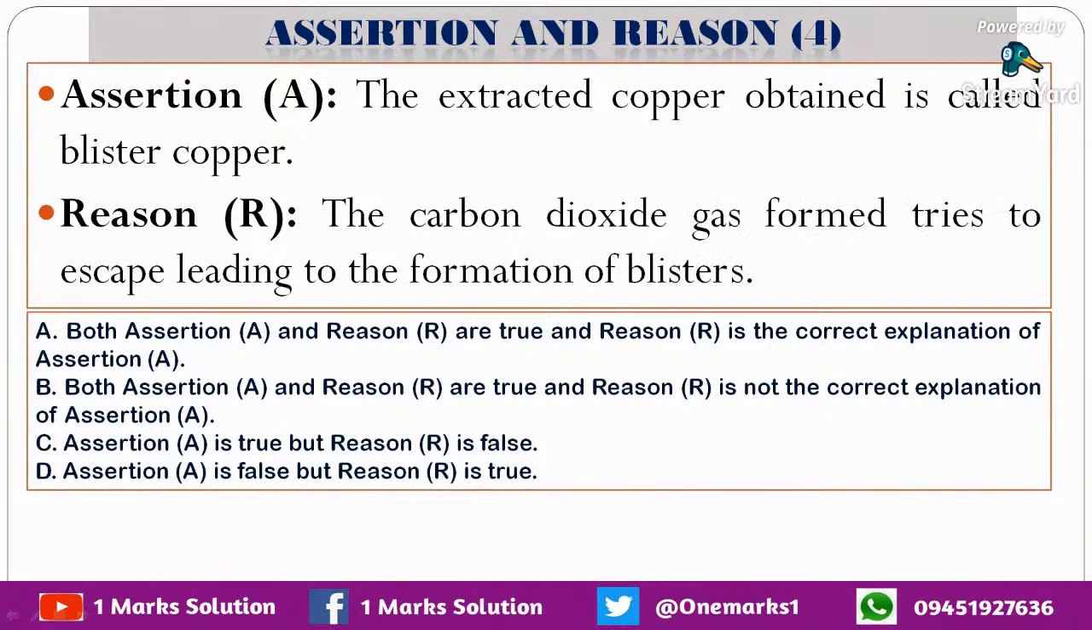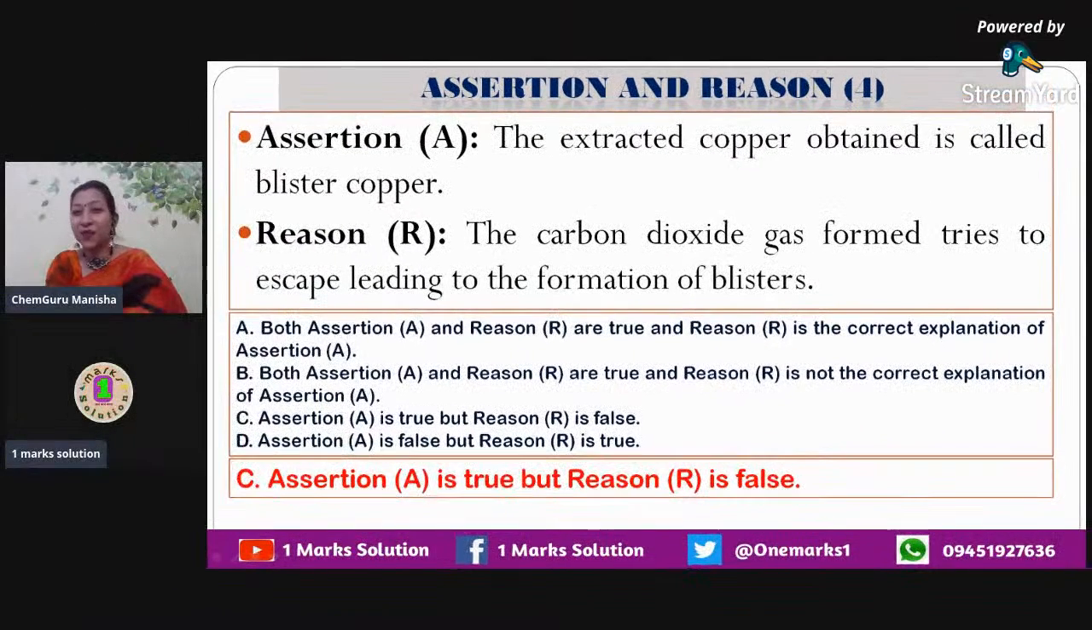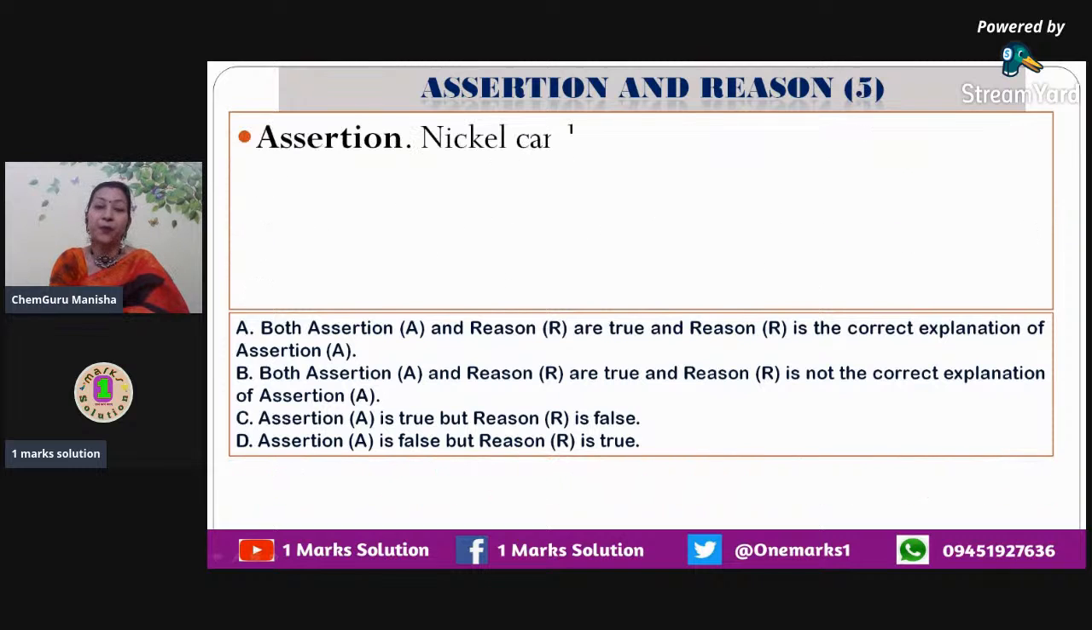The next assertion we have is that the extracted copper obtained is called blister copper, and the reason is that the carbon dioxide gas formed tries to escape, leading to the formation of blisters. So assertion here is true. Yes, we call it blister copper, but reason is false. The carbon dioxide that you're getting is not leading to the formation of these blisters. It's because the copper is getting extracted in the form of blisters. So reason is false, but assertion is true.